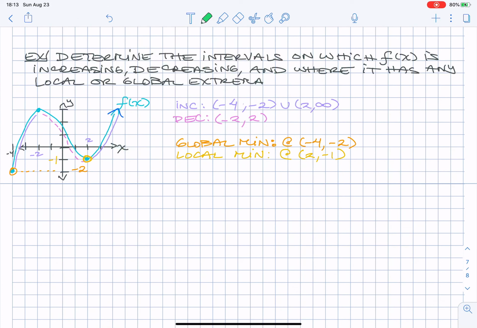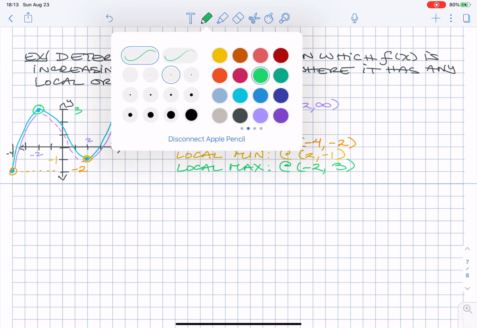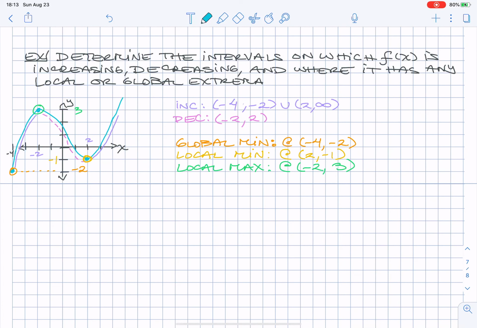And then do I have a maximum? Yes, I have a local max. And the reason it's local is because of this arrow here. So I have a local maximum at the point -2, 3. Okay, so these are local versus global. And let me make sure we understand this. Let me put a big arrow on this. This is going up forever. Okay. So hopefully this makes sense.